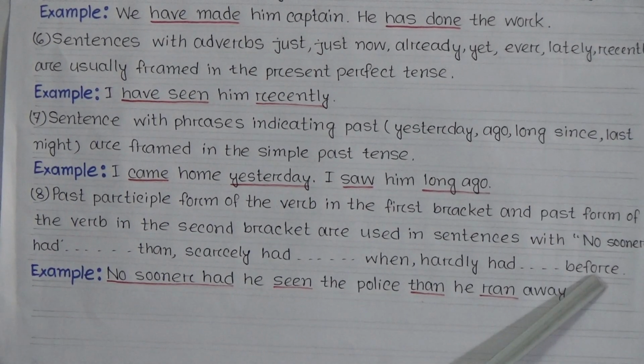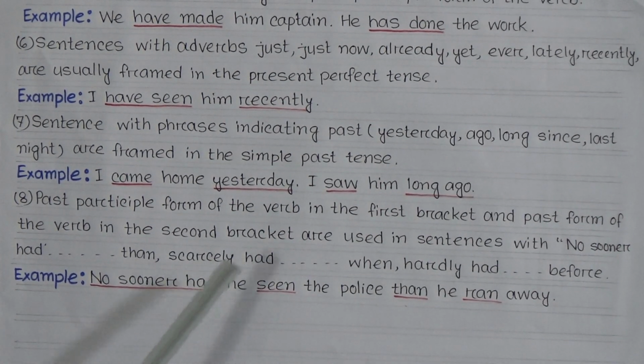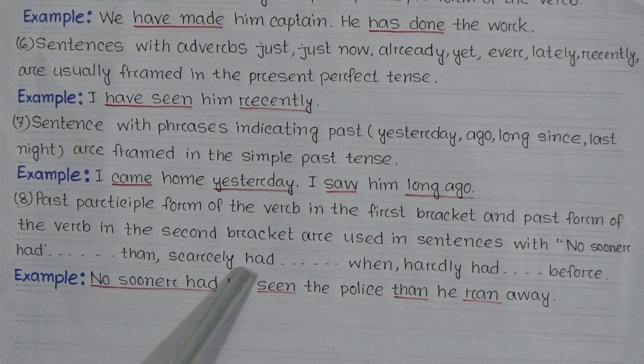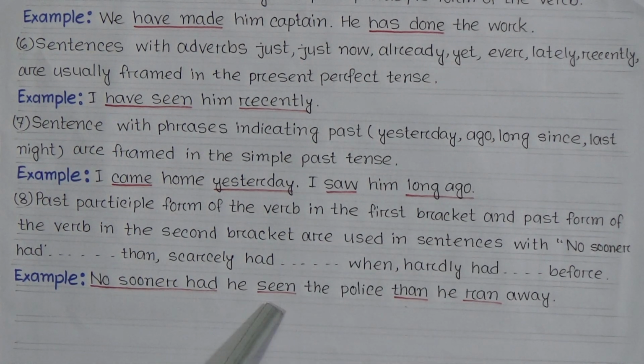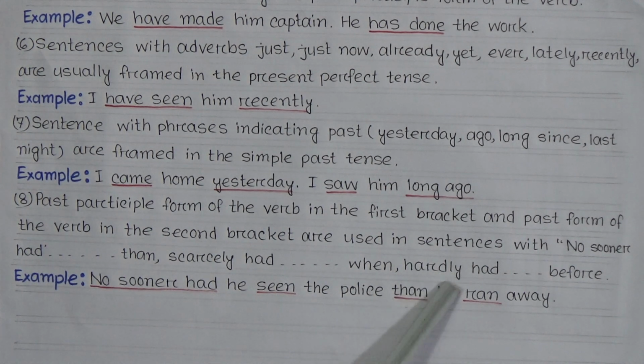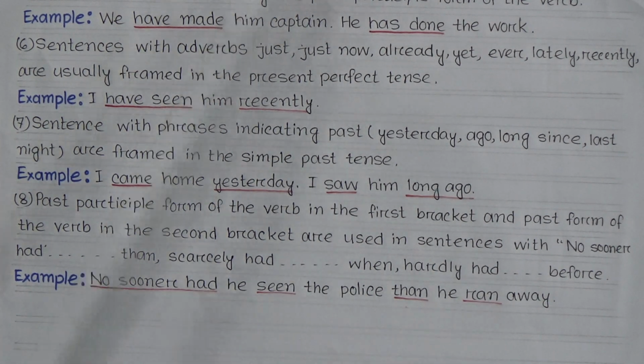And scarcely had ... when, hardly had ... before. You have to keep in mind. So after no sooner had or scarcely had or hardly had, you have to use the past participle form of the verb, and in the next part, that means after than or when or before, it would be past indefinite tense. So let me say that sentence again: No sooner had he seen the police than he ran away. Students, this 8th rule is for our today's discussion, and in the next class I will discuss other rules in right form of verbs part 2.